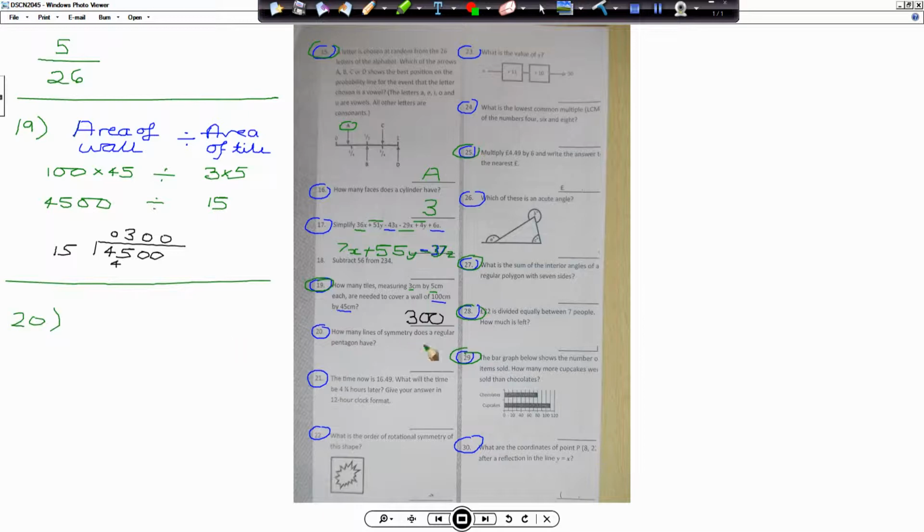How many lines of symmetry does a regular pentagon have? Well, a pentagon is a 5-sided shape. A regular pentagon has 5 equal lengths and 5 equal angles. So the number of lines of symmetry will be the number of sides for a regular shape. So, it will be 5.